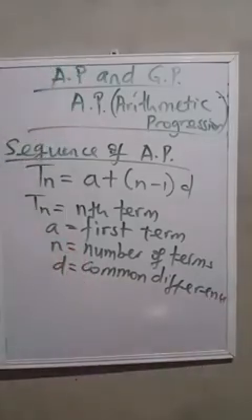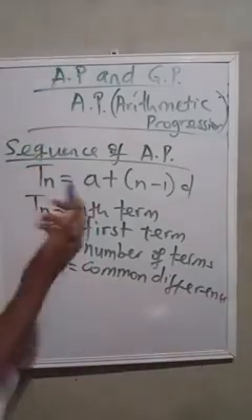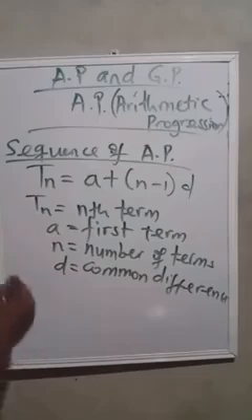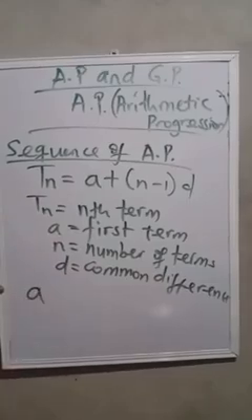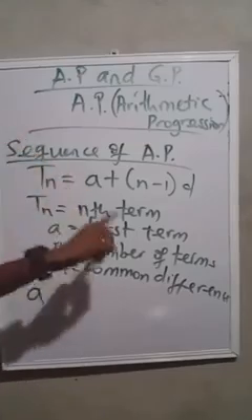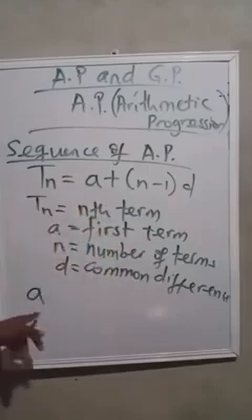Like we said, in a sequence, the first number is the first term. So that is a. When we say first term, it means the first number in a sequence. Therefore, the first term is a.